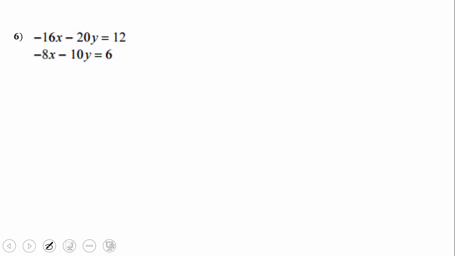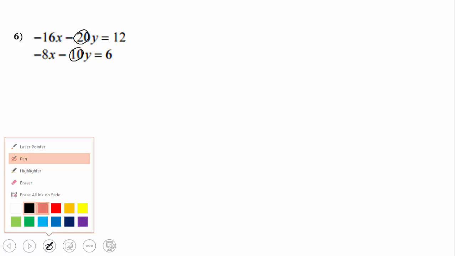Our last example, negative 16x minus 20y is equal to 12, and negative 8x minus 10y equals 6. I'm looking at this one. I wouldn't want to write this one in slope-intercept form because I'm looking at my y and I see this 20, and none of these numbers are compatible with 20. I did it on the previous one only to show you because it was pretty easy. But these numbers are not compatible with 10 in either equation or 20 in either. So I'm just going to use elimination on this one.